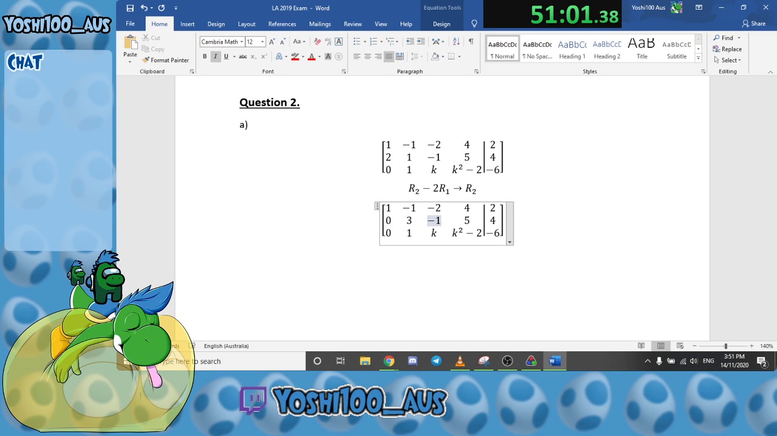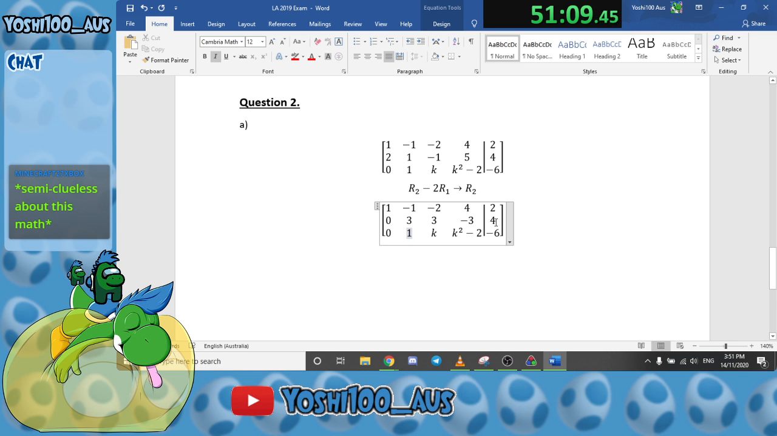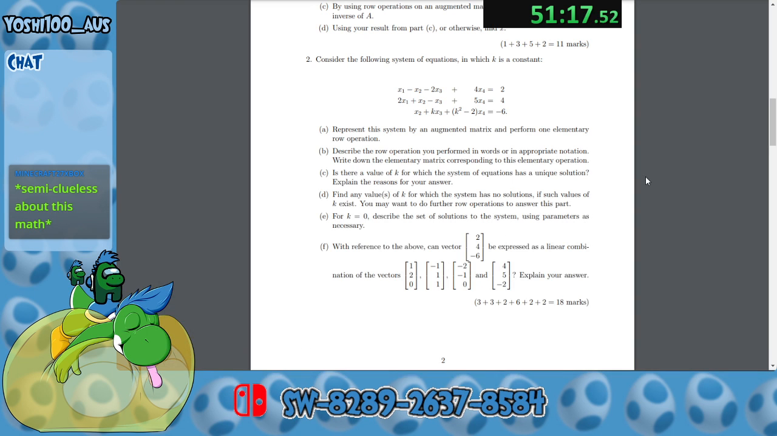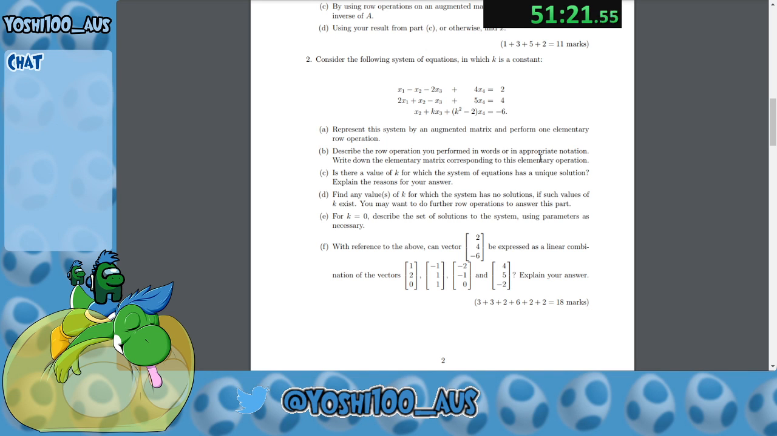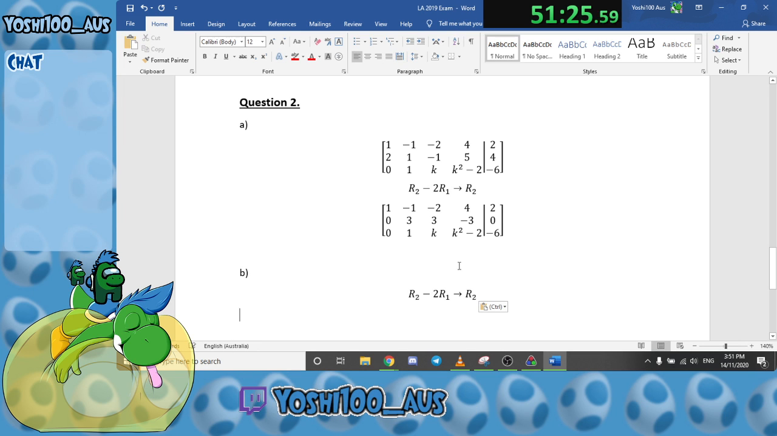Take 2. So minus 1 plus 4 is 3. And then 5 take 8 is minus 3. And then that's 0. It's okay, maths is hard. So question B asks us: describe the row operation you performed in words or in an appropriate notation. Okay, so lecturer said this is fine because this is appropriate notation.